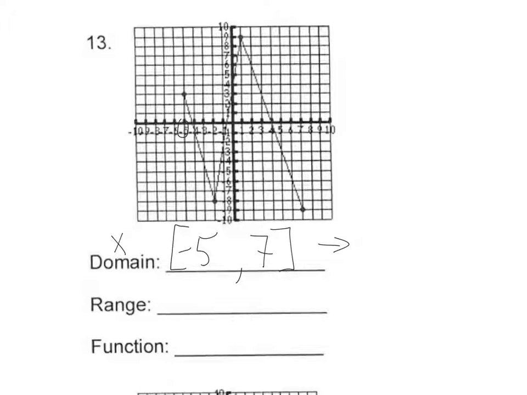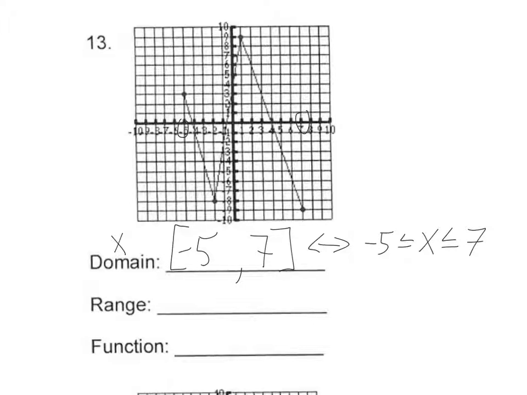This means the same thing as writing -5 is less than or equal to x, which is less than or equal to 7. I don't really care which notation you use, but you need to be able to understand both. The most important part is realizing that the domain is the interval from the lowest x value to the highest x value.